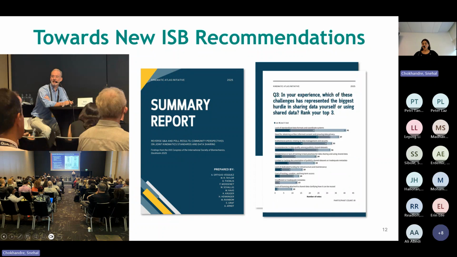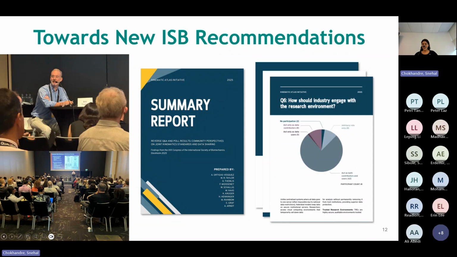What represents the biggest hurdle in sharing data yourself or using data shared by others? And how should industrial partners engage with the data repository? We've gotten up to 95 responders per question, and now we're compiling a summary report that we hope to make publicly available towards the end of the year so everyone can go through all the answers.